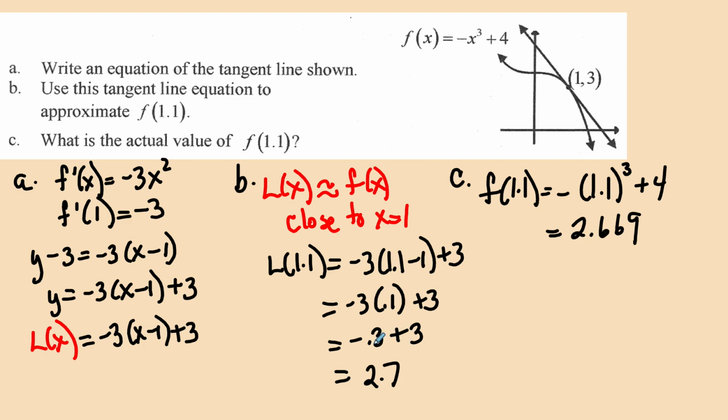So we use the line to approximate f of x. Now, if we actually put 1.1 into the function, we'll look at what we get, 2.669. You can see that these two are very close to each other, and this is a great approximation for the actual value.